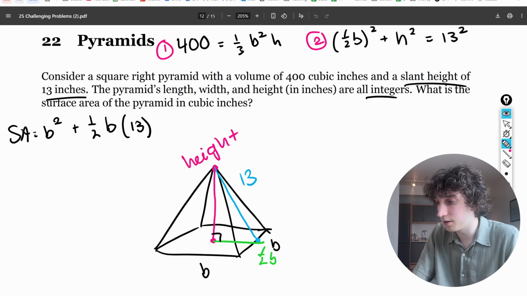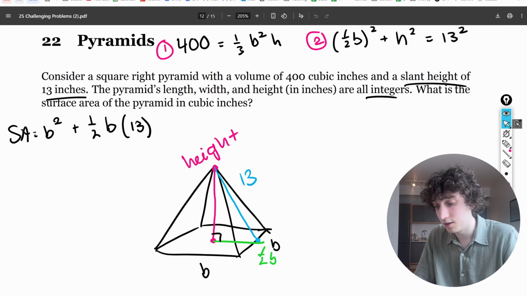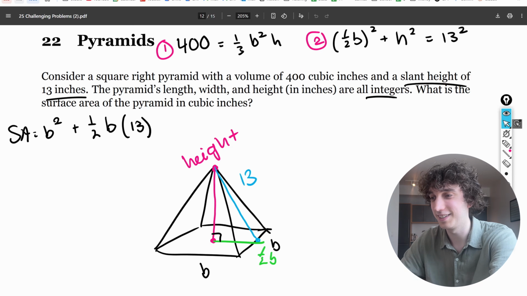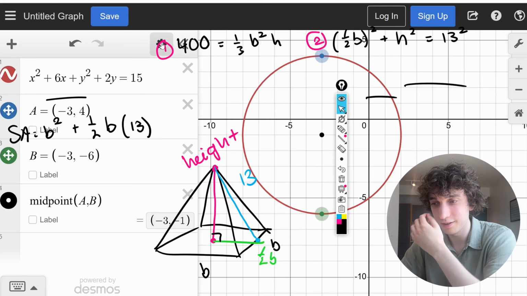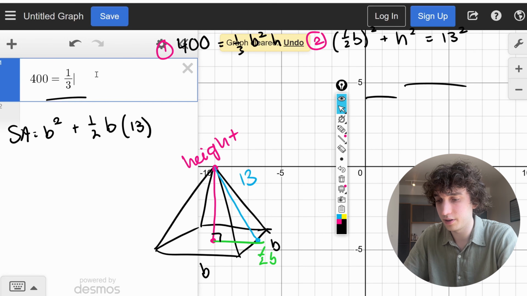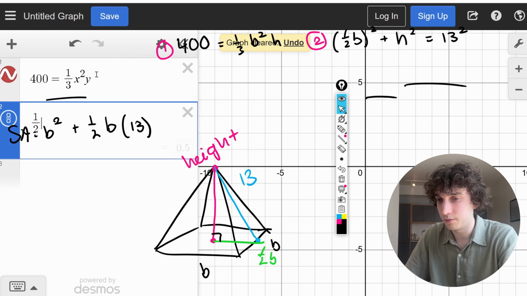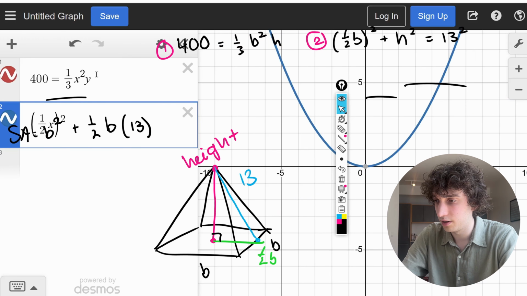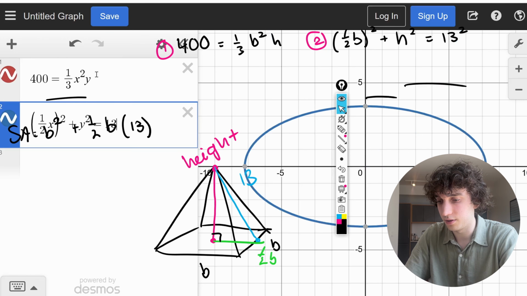And this is a pretty gnarly system to solve by hand, so we're not going to do that. In fact, you should never solve a system by hand on the SAT, because Desmos is always here. We're going to go into Desmos, we're going to clear everything. We're going to type in 400 equals 1/3 x squared y, and 1/2 x, parentheses, make sure to have your parentheses, squared plus y squared equals 13 squared.